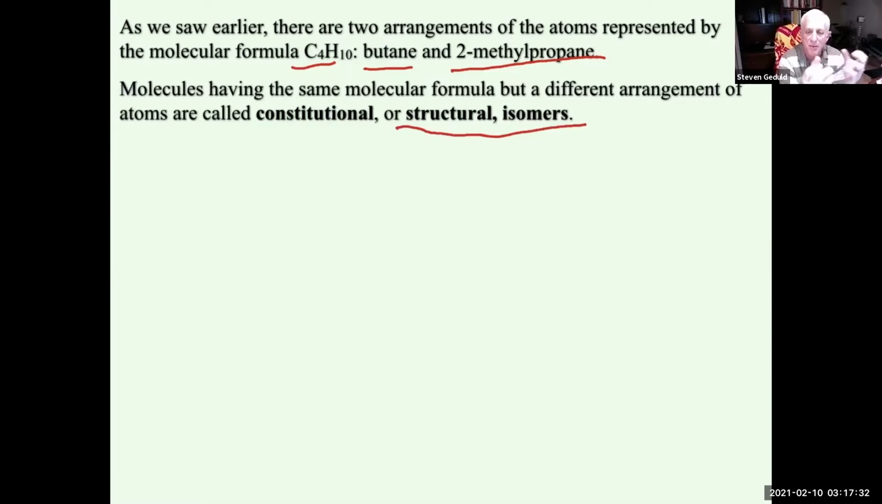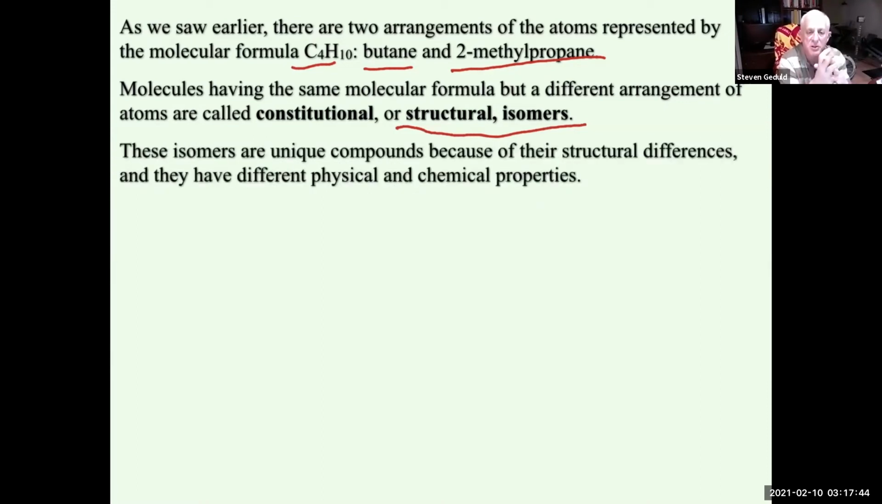Isomers have the same number of carbons, hydrogens, and any other elements. Those are called structural isomers. These structural isomers are unique compounds because their structures are different. So they have different physical and chemical properties: different melting points, boiling points, hardnesses, and they react differently. They're going to react differently to halogenations and other things we'll talk about in a bit, because they're a different shape.